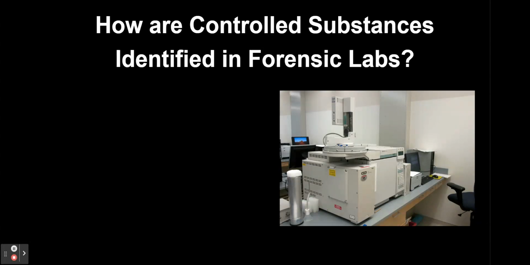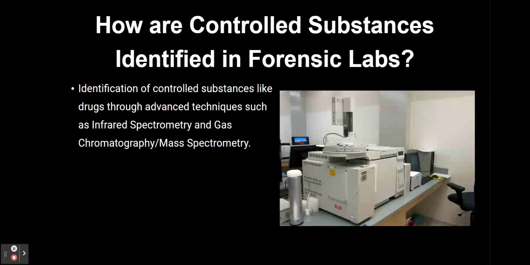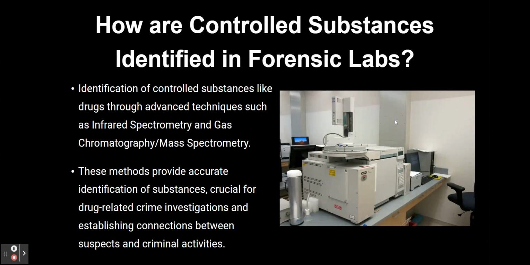Now, controlled substances, by controlled substances, in this case, I'm thinking of drugs. We can identify drugs through advanced techniques such as infrared spectrometry and gas chromatography or mass spectrometry. These methods give an accurate identification of substances, and that can be used for solving drug-related crimes.